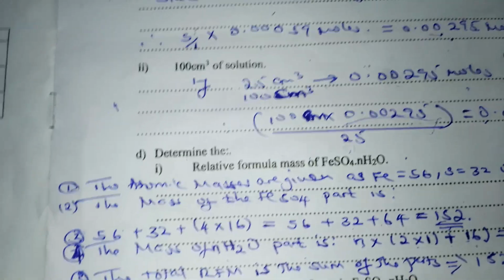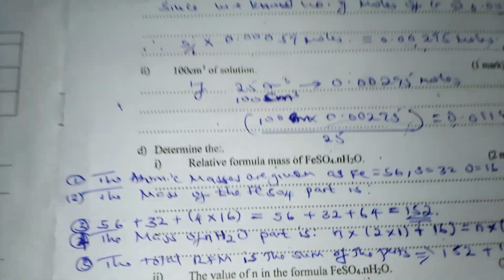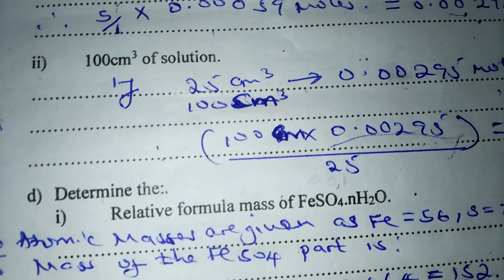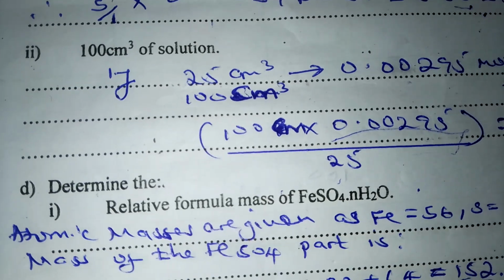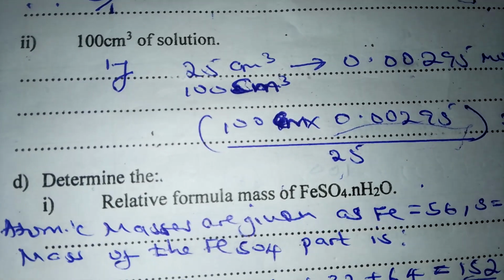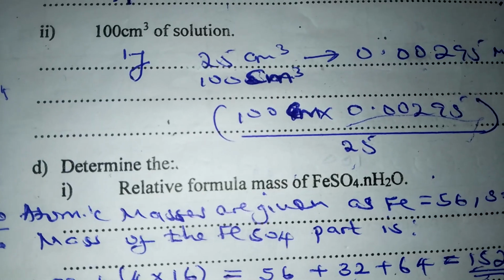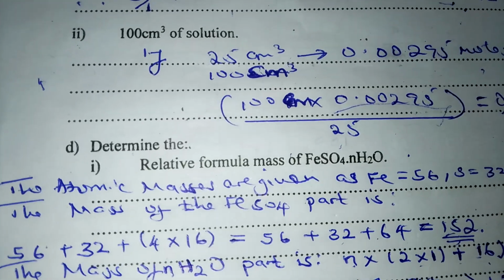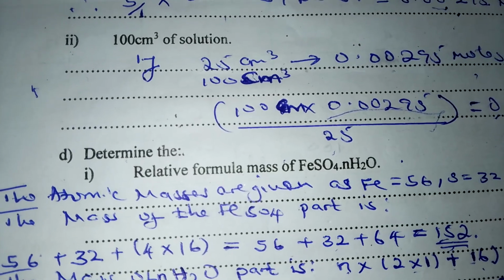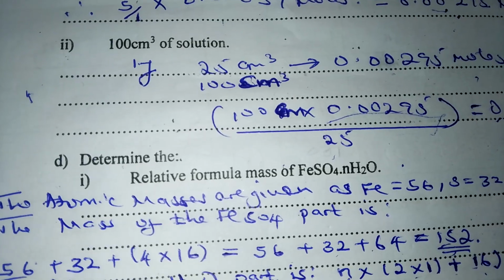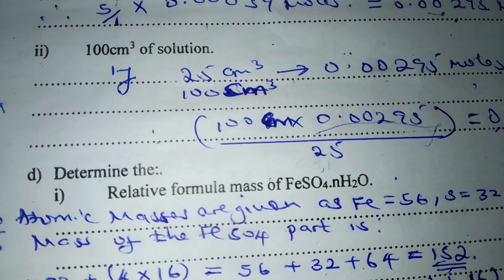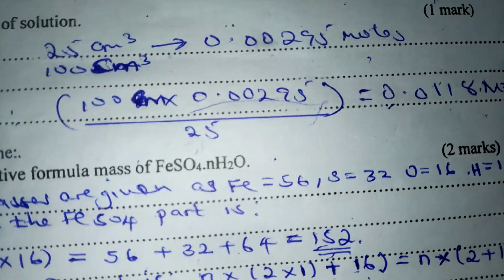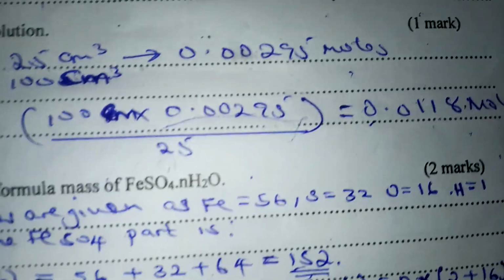We also went on to answer question D. Part 1 says, determine the relative formula mass of FeSO4.nH2O. First of all, we need to consider the atomic masses of each element or each atom. So iron is 56, sulfur is 32, oxygen is 16, and hydrogen is 1, as I've given them there.